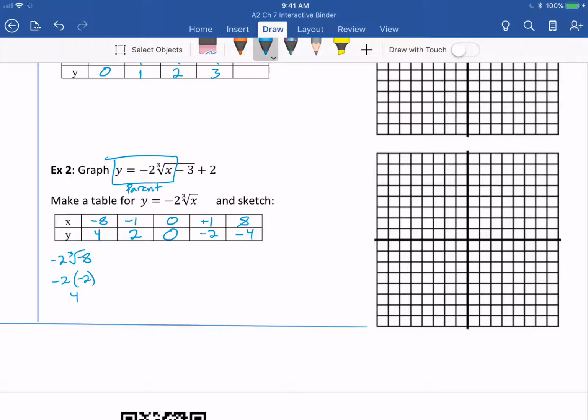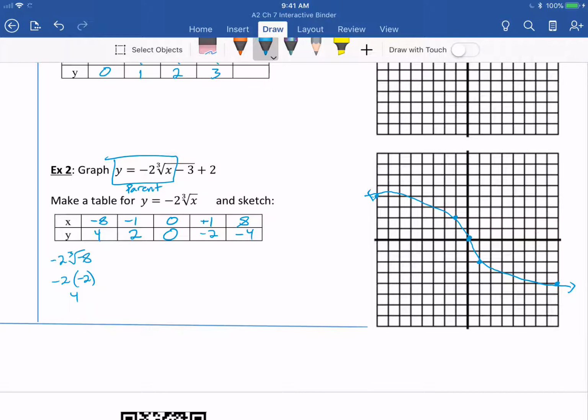All right, so I go through and graph these parent ones first. So I have -8, 4, then -1, 2. 0, 0, 1, -2, and then 8, -4 is over here. So this guy right here is my parent function. I'll see if I can get that in there right. Awesome. That's my parent function.